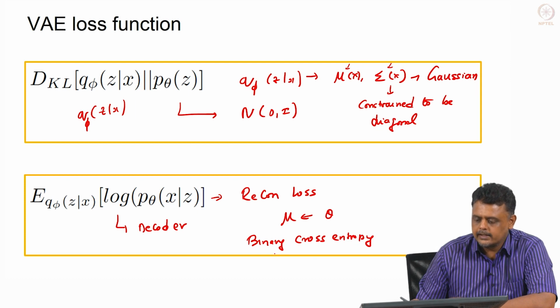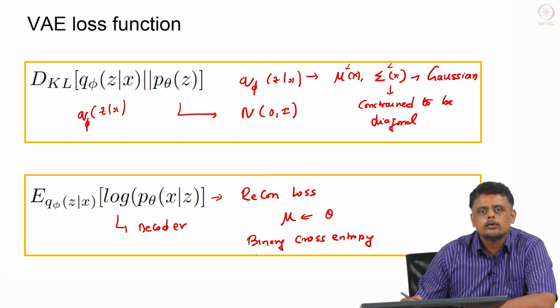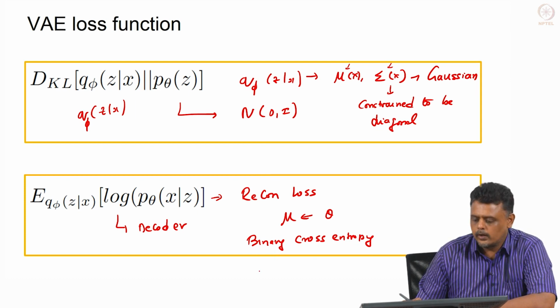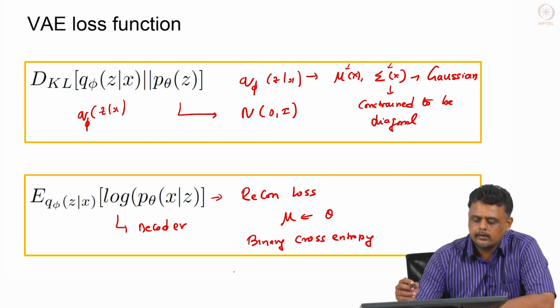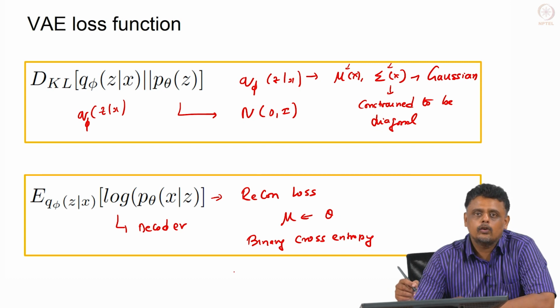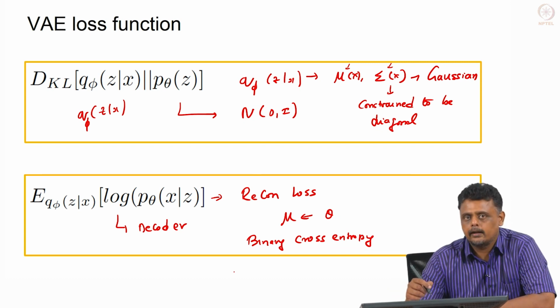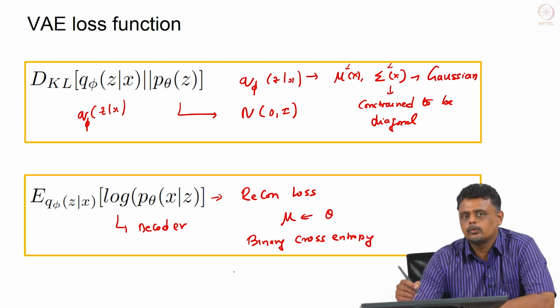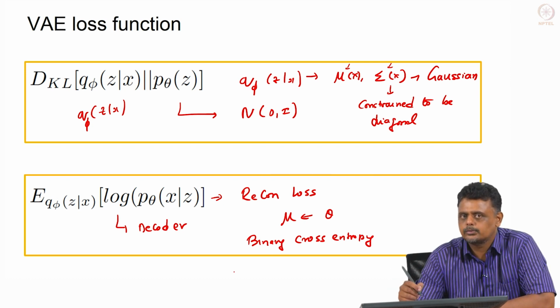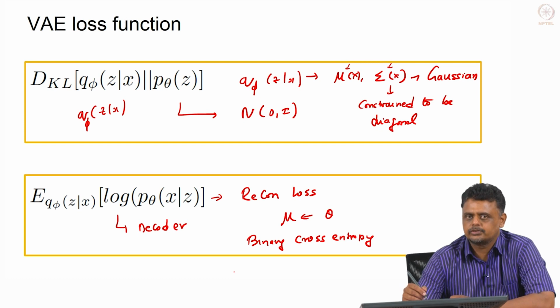So, we have a combination of two loss functions. One is the reconstruction loss, and the other one corresponds to the constraint on the output of the encoder, making sure that the parameters correspond to that of a standard normal distribution. So, that is the regularization that we impose. Okay. So, this is from a deep learning point of view.